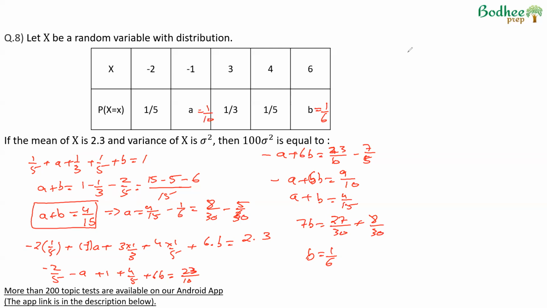Now we'll find out the variance. Variance is simply sigma pi xi square minus the square of the mean. This is the formula for variance. So this becomes 1/5 into 4, (-2) square, plus 1 square, minus 1 square into a. So a plus 3 square, 9 into 1/3, so 3, plus 16, 4 square, 16/5, plus 36 into 1/6, which is 6.